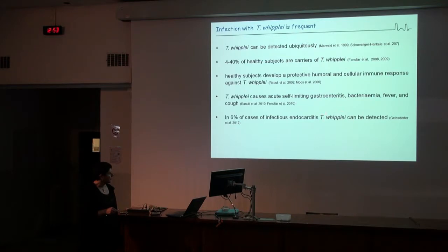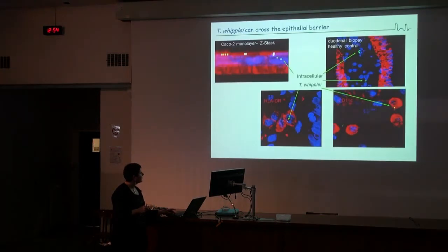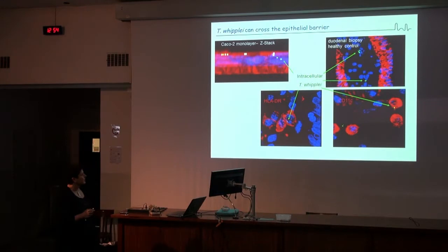And we find Tropheryma whipplei in around 6% of all patients with infectious endocarditis. That was a thing that we just discovered some months ago. We were wondering how Tropheryma whipplei entered the body. And we did experiments where we incubated monolayers of epithelial cells with Tropheryma whipplei, and we incubated biopsies of healthy persons in an acid chamber with the bacteria. And there we see that the bacteria invade the epithelial layer, the green colored bacteria, really intracellular bacteria.